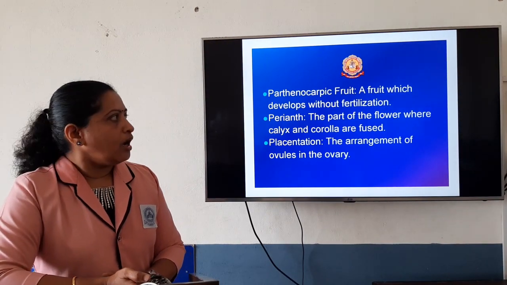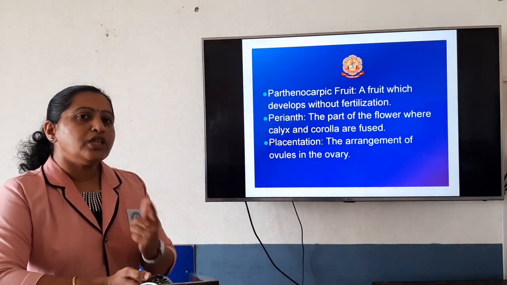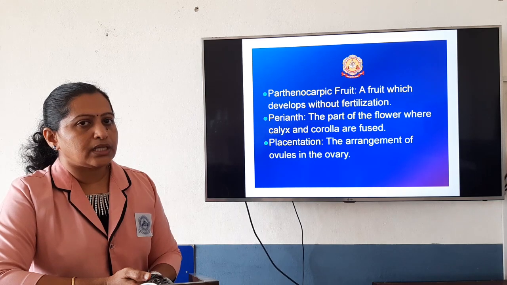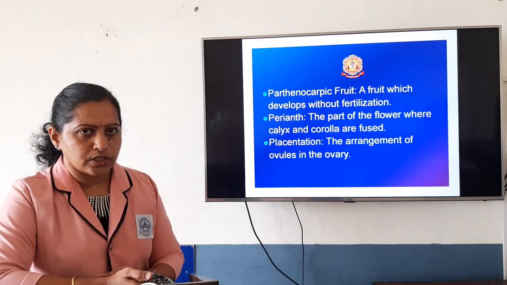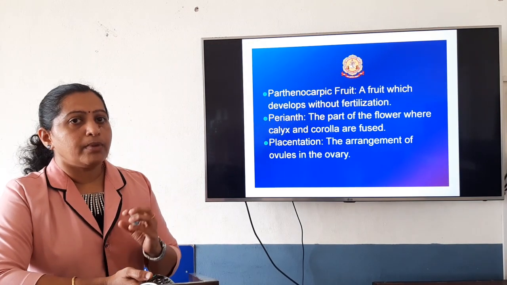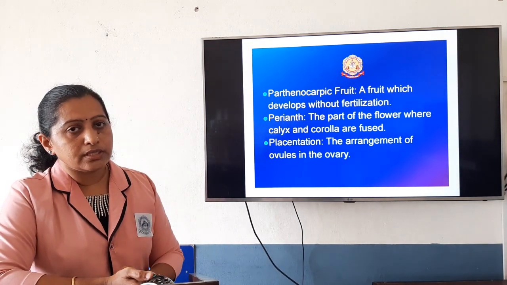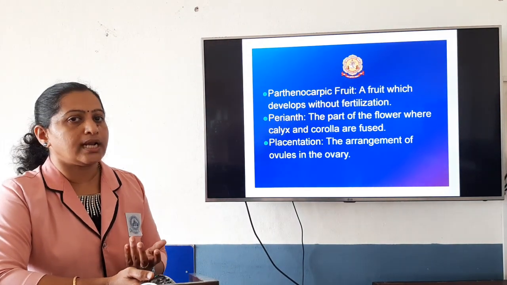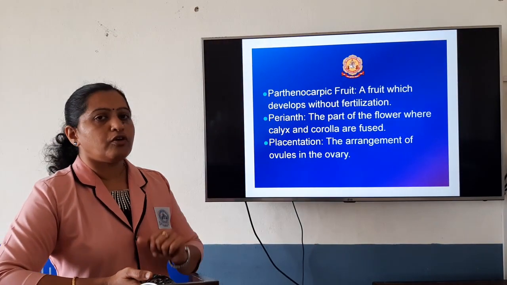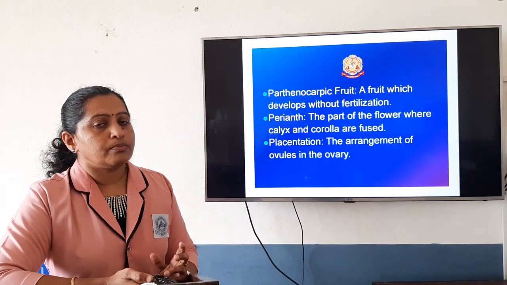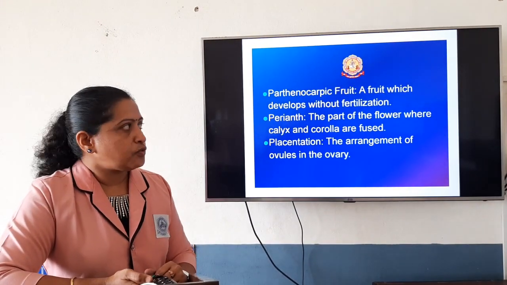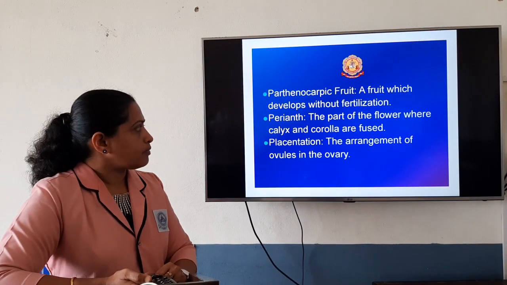Parthenocarpic fruit. A fruit which is developed without fertilization is termed as parthenocarpic fruit. Usually fruits are formed after fertilization in flowers. Okay, but there are certain kinds of fruits that can be formed even without fertilization, and such a fruit is known as parthenocarpic fruit. So the best example for parthenocarpic fruit is banana.